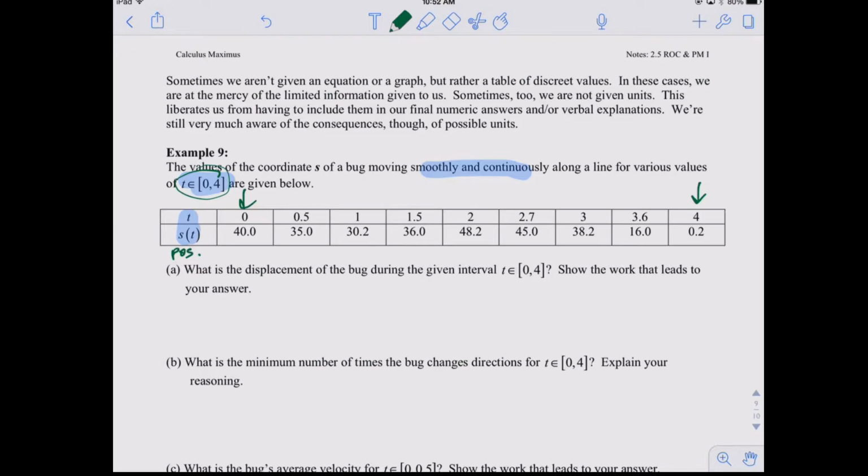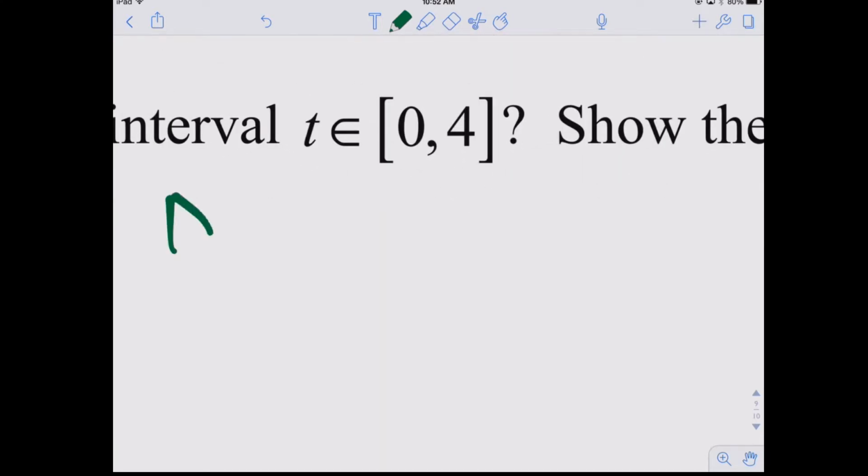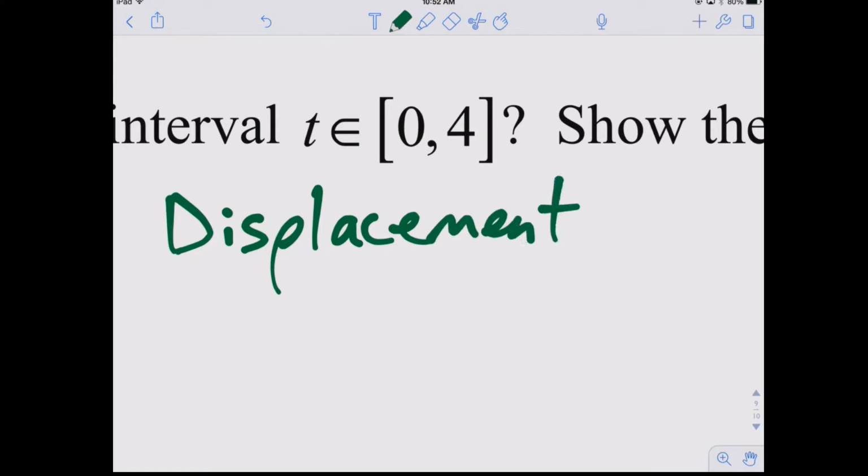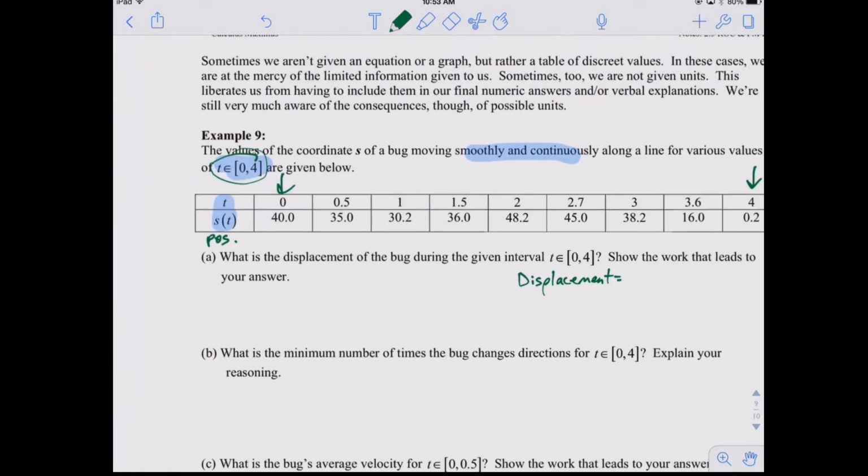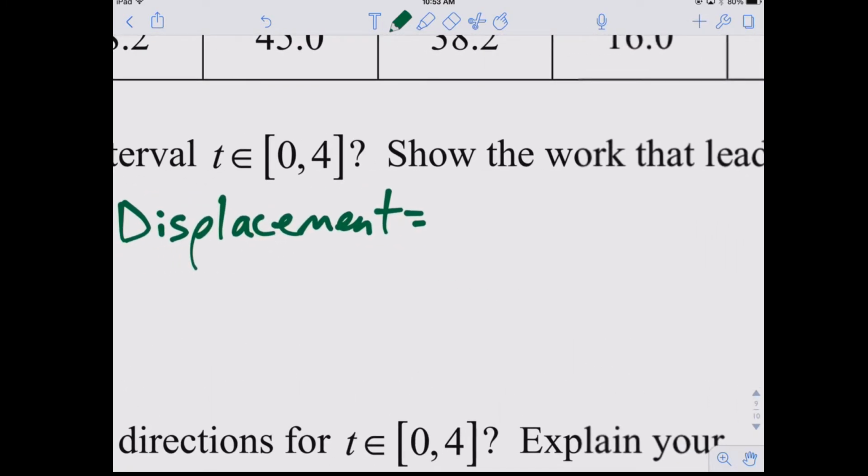So let's go ahead and answer the questions then. What is the displacement of the bug on the closed interval from 0 to 4? Show the work that leads to your answer. Displacement, remember, is your net change in position, which should be your final position minus your initial, right? And if we're looking from 0 to 4, and our function's name is s now, not x, it's s of 4 minus s of 0.